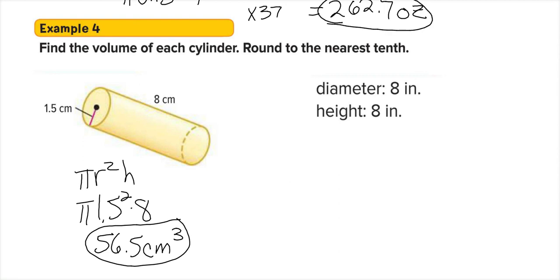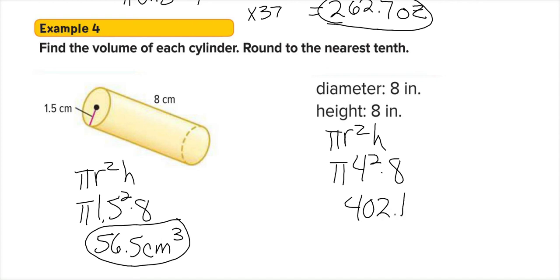All right, let's look at the next part. So we got the diameter is 8 and the height is 8 also. So we got pi r squared h. So pi. Okay, the radius then, so we need the diameter, which is 8. So we got to divide that by 2, so that's 4. So 4 squared, and then times that by 8. So pi 4 squared times 8. So 402.1. And that's going to be cubic inches. And there we go.